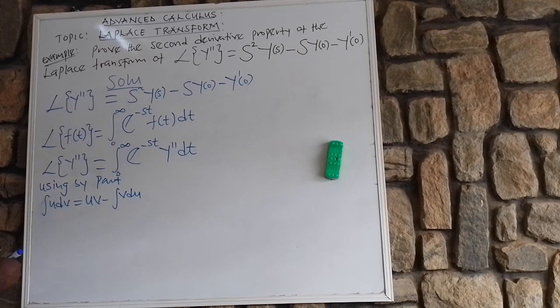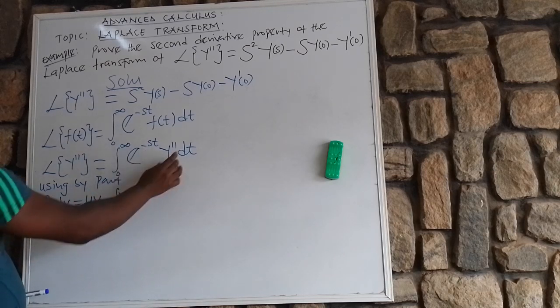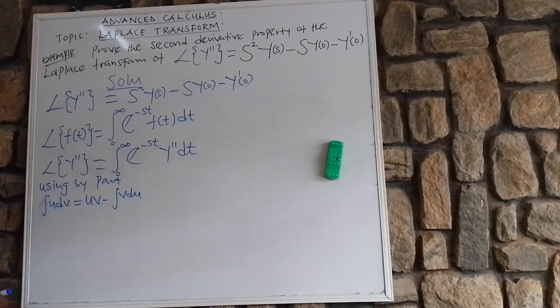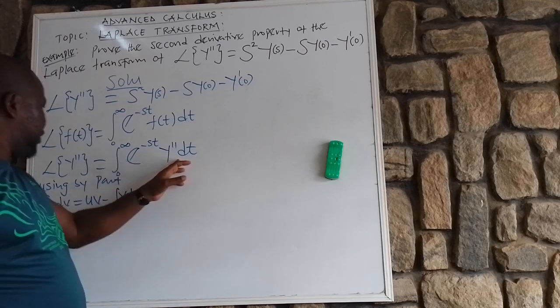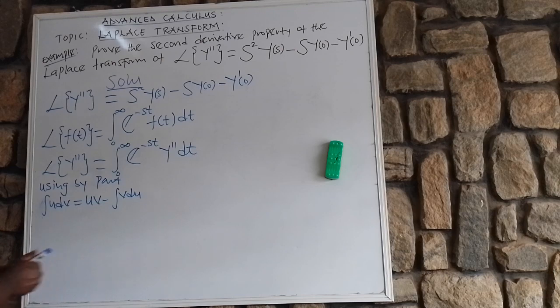So look at it here. This is one function, this one is another function. So first, this is u, this is the v. You don't need a prophet to tell you. Look at how it is in the integral. So you now first write, let u be equal to exponential minus st, and let v be equal to y prime prime dt.